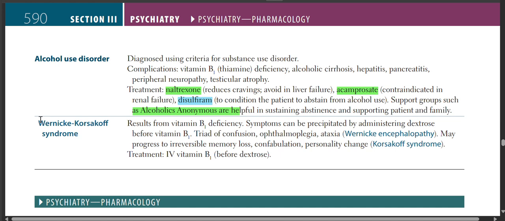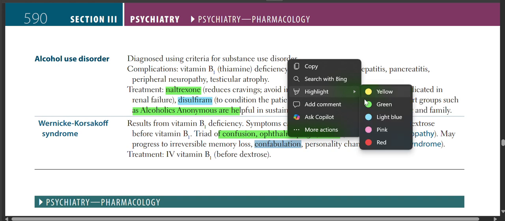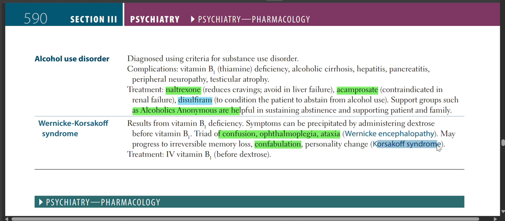Finally, we have Wernicke-Korsakoff syndrome. Now, we've done Wernicke-Korsakoff syndrome a lot of times, and we know that Wernicke syndrome or Wernicke's encephalopathy is a triad of three symptoms: confusion, ophthalmoplegia, and ataxia. Remember that sometimes instead of ophthalmoplegia, they might also give you nystagmus. And finally, when patients develop confabulations after Wernicke syndrome, they have developed Korsakoff syndrome.